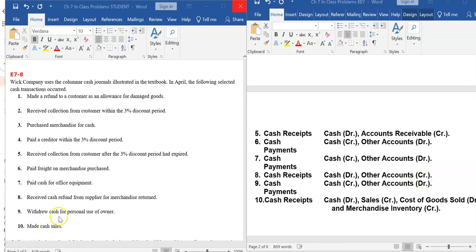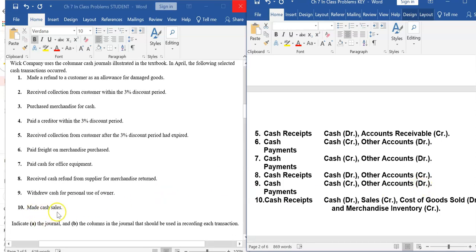Number 9, withdrew cash for personal use of owner. Cash was withdrawn from the business, so the business is paying cash to the owner. It will go in the cash payments journal. Cash will be credited to reflect the decrease to cash. And because there is not a specific owner drawings account column, we will use other accounts debit to record the amount of the drawing.